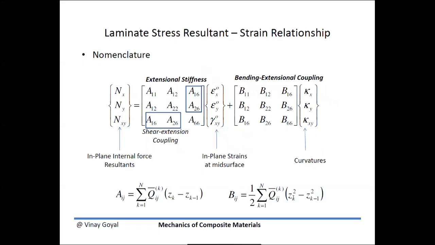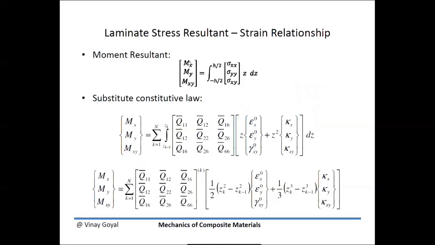So let me explain to you what's going on. These are called the in-plane mid-surface strains. These are the curvatures. This matrix right here is called the extensional stiffness. This one right here is called the bending-extensional coupling matrix. And so the internal force resultants can be found by calculating the A matrix and the B matrix. And the A and B matrices can be calculated if you know all the ply angles and the material properties. So these matrices are fully known, so this relationship can be made.